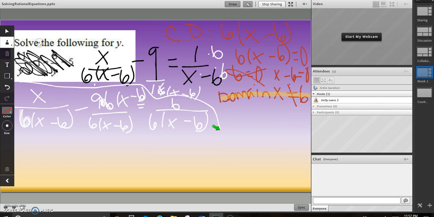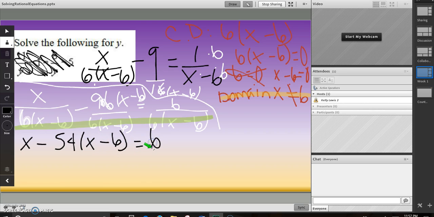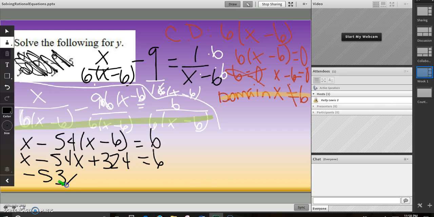Okay, when the denominators are all the same, they go away. So we have x minus 9 times 6 is 54, times (x minus 6) equals 6. All right, I'm going to distribute that negative 54. So I have x minus 54x. Negative 54 times negative 6 is positive 324. Right, so we need to combine like terms. So x minus 54x is negative 53x plus 324 equals 6.